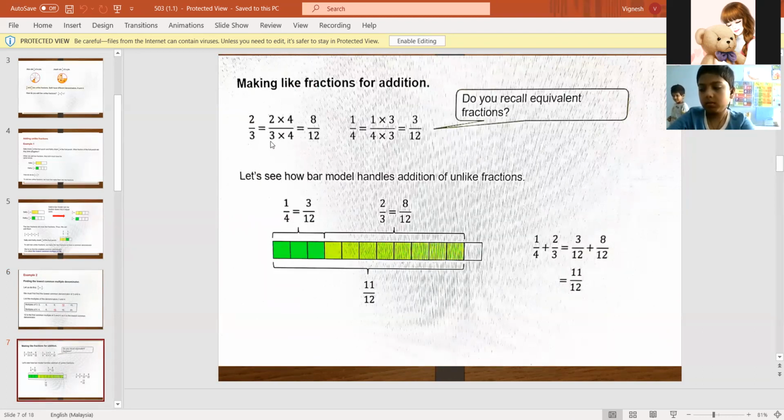Can you see or not? 3, you have to multiply with 4, and then the numerator also you have to follow the same. And same goes to here. 4, you multiply it with 3, and then the numerator also you make it the same. I mean you multiply the same factor. 3 times 4 is equals to 12. 2 times 4 is equals to 8. So 8 over 12 is the new fraction. Correct or not? Yes, teacher.